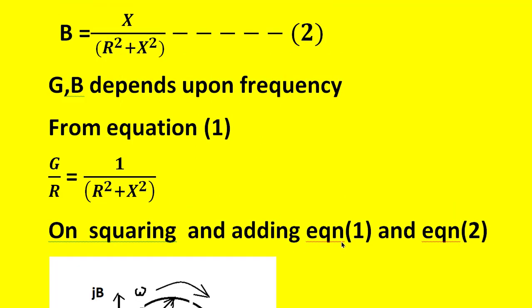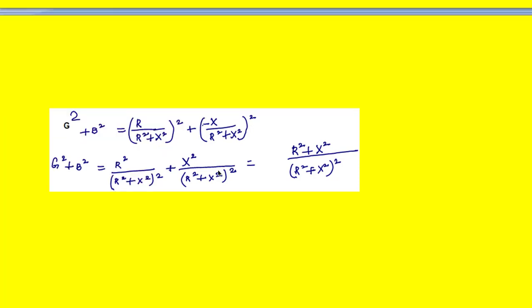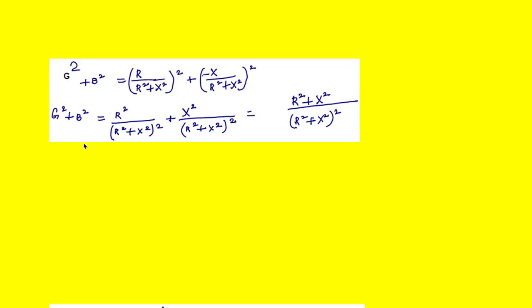On squaring equations 1 and 2 and adding them, we get G square plus B square is equal to R by R square plus X square whole square plus minus X divided by R square plus X square whole square. If we further simplify, G square plus B square is equal to R square divided by R square plus X square whole square plus X square divided by R square plus X square whole square. Because the denominator is the same, we can add the numerators: R square plus X square divided by R square plus X square whole square. The R square plus X square in the numerator gets cancelled with one factor in the denominator. Then we get G square plus B square is equal to 1 by R square plus X square.